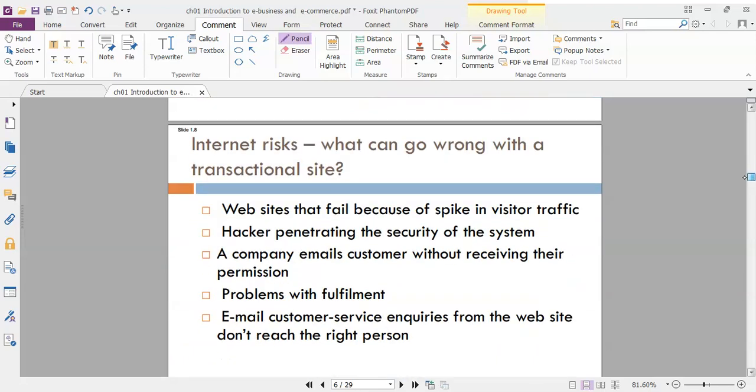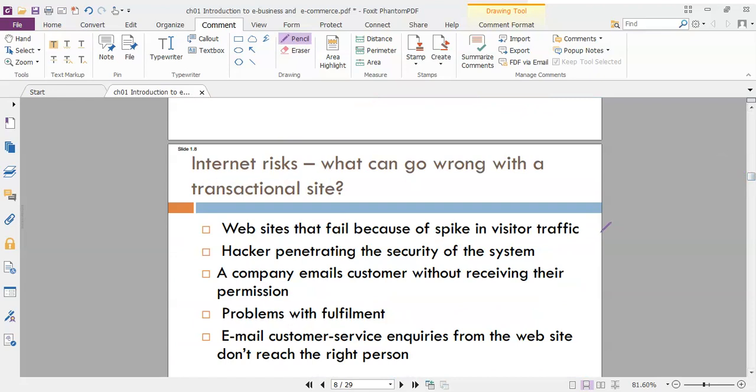And then let's look at the internet risk. What can go wrong with a transactional site? A website that fails because of a spike in business traffic. Some of the websites, if a million people go to the website, and many people want to log in at the same time, there will be a spike in visitor traffic. That is some of the internet risk that we face through e-business.